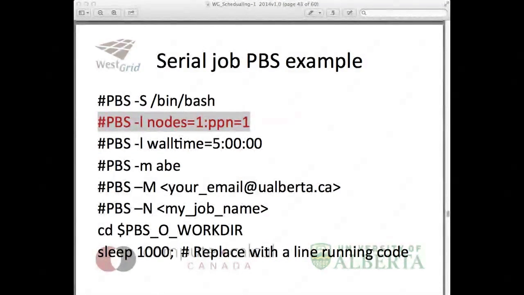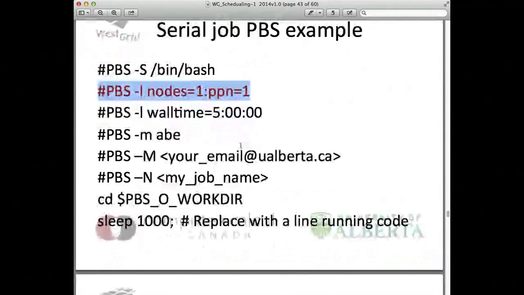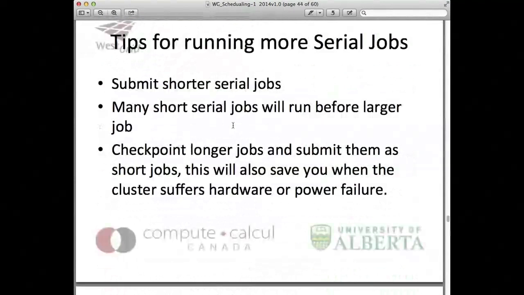So here is a serial job example. It's like the ones we had previously. This one has a wall time of 5 hours. And here's where we're asking for a single core.